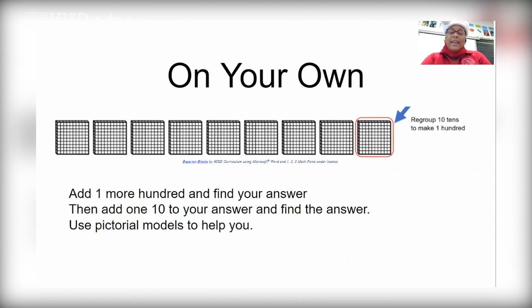Then once you find that answer, I want you to add 110 to your answer. And tell me what that answer would be. Make sure you use pictorial models to help you. That means I want to see an illustration on your paper. Show me how the answer would change if you added another 100. And then if you take that answer and add another 10. Ms. Ward is giving you time to copy it on your paper and begin working that problem. And then I'm going to give you some time to work it on your own.